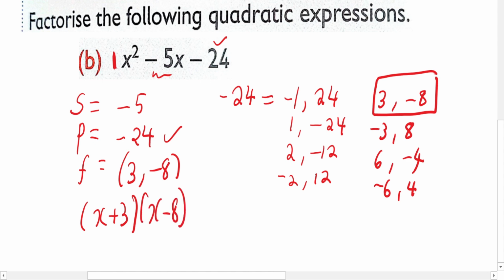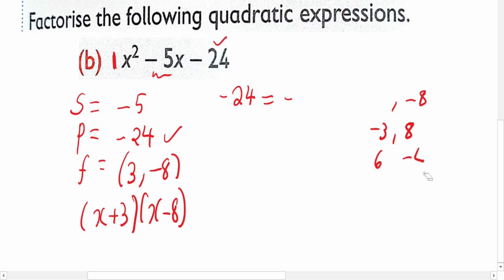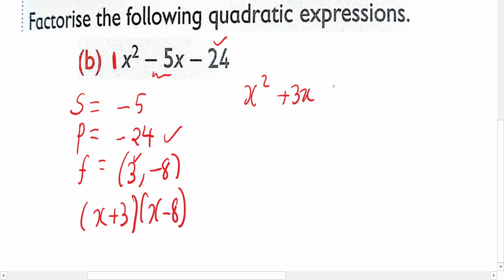But if you want to go the long way, then you can also do that. If you go the long way, the negative 5x is going to be divided into plus 3x, that is one of the factors, and negative 8x, that is the other one.